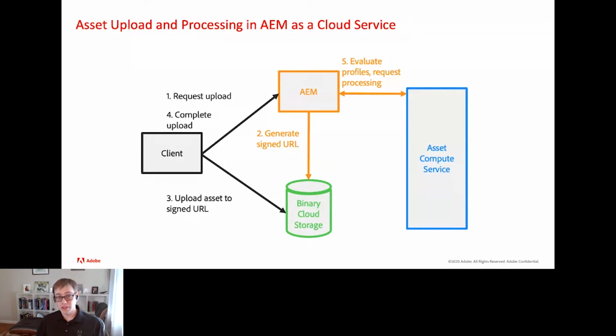You may remember that one of our other bottlenecks was processing power inside of a single JVM. Well, in this case, we've implemented a microservice to do all of that asset processing for us, things like generating thumbnails, extracting metadata, etc. Now, when the asset compute service gets this request, it's going to reach out again directly to the binary cloud storage provider to get the asset, generate the renditions, and then put them back into binary cloud storage. Again, no binaries passing through the AEM Java virtual machine.